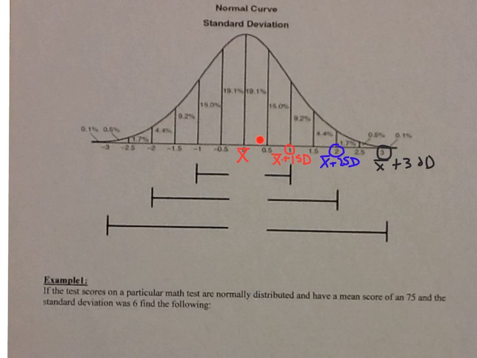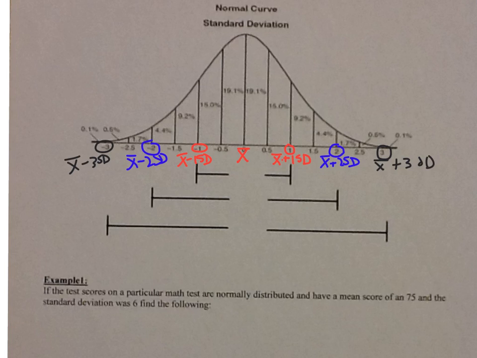So these numbers here give me your values above the mean. To the left, this value here would be your mean minus 1 standard deviation. This value here would be your mean minus 2 standard deviations. And this value here would be your mean minus 3 standard deviations. So all these values here are below your mean.